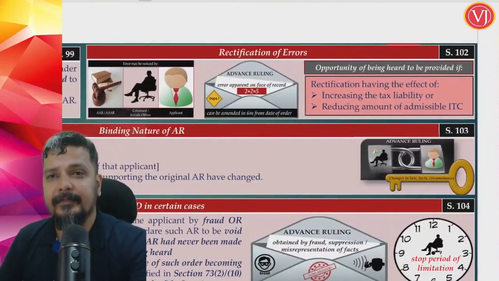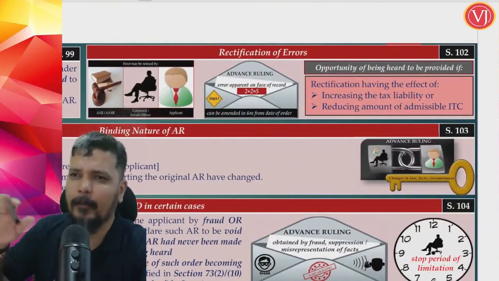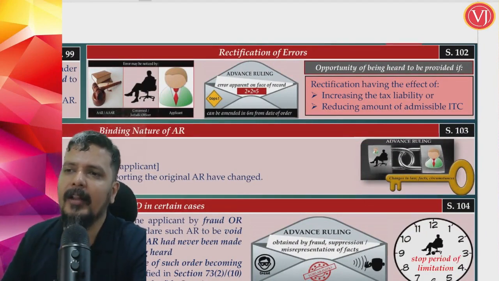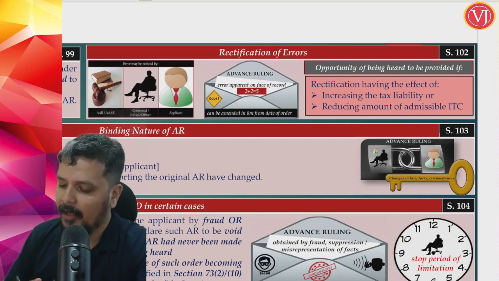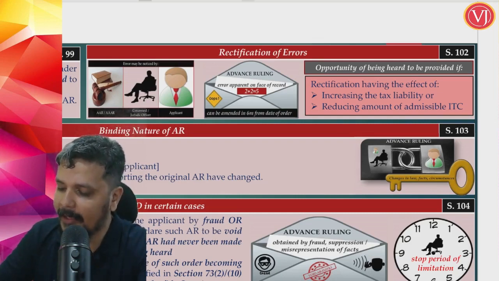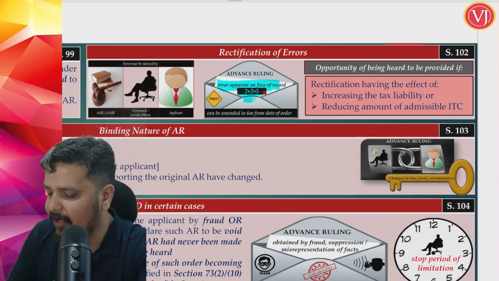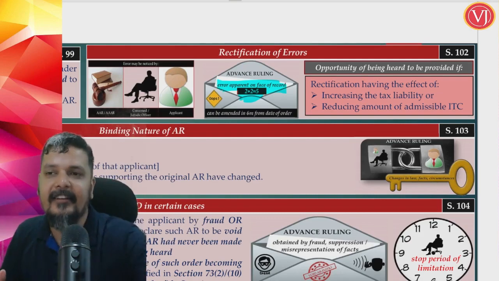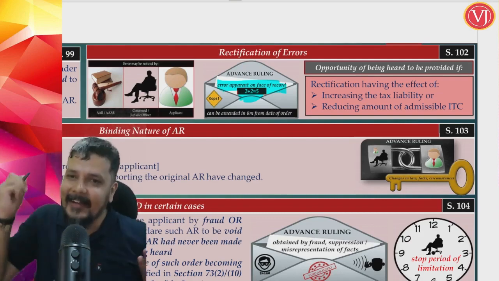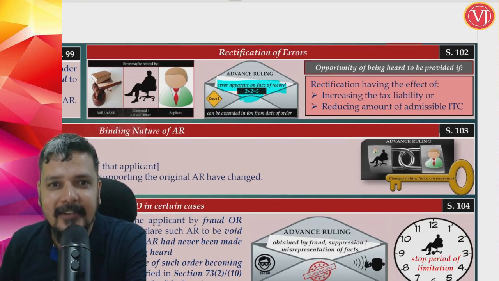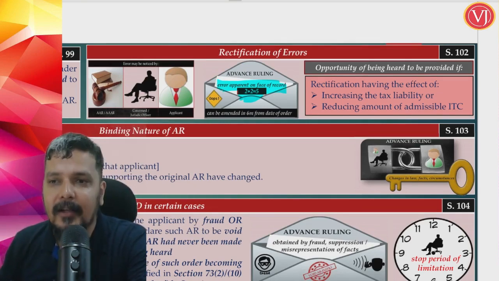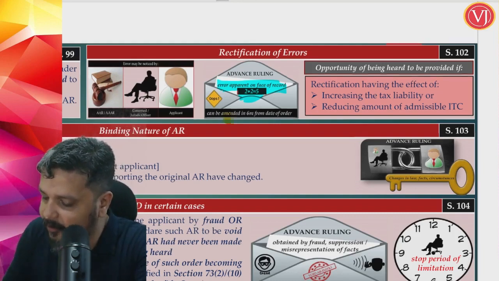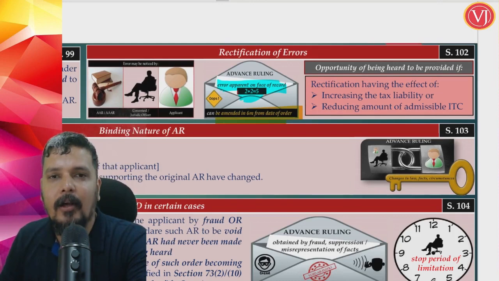Now, all these points, whatever we are discussing, are equally good for AAR as well as AAAR. If there is an order given by AAR or AAAR which clearly has a mistake apparent on record, which means, for example, the entire ruling is saying that 5% seems to be more logical, but the final judgment has said that it is 12%. It is a mistake apparent on the record. It can be rectified within 6 months from the date of the order of AAR or AAAR.